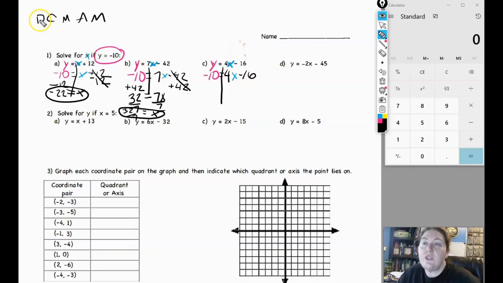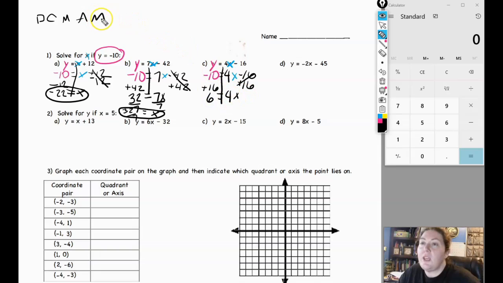Do I have anything to distribute? No. Do I have any like terms to combine? No. Do I have anything to move? No. Do I have any addition and subtraction on the side with a variable? Yes. I have a negative 16. To undo a negative 16, I use positive 16. Those are going to cancel. What I do to one side, I do to the other. Bring down my 4x. Negative 10 plus 16 gives me a positive 6.